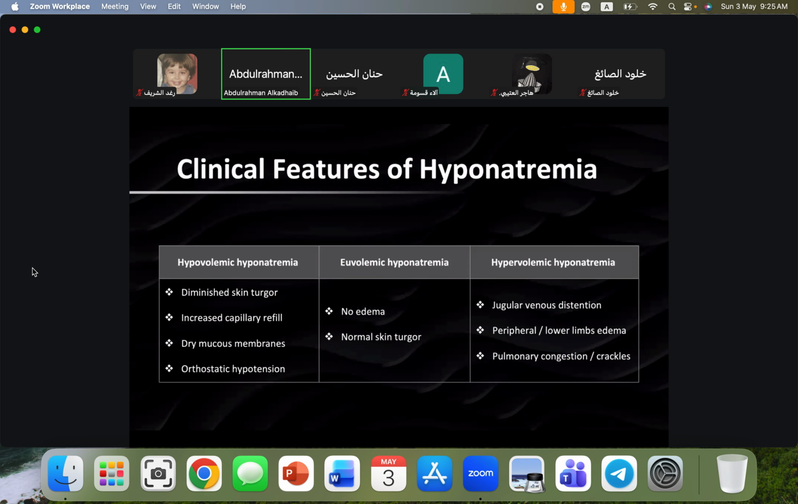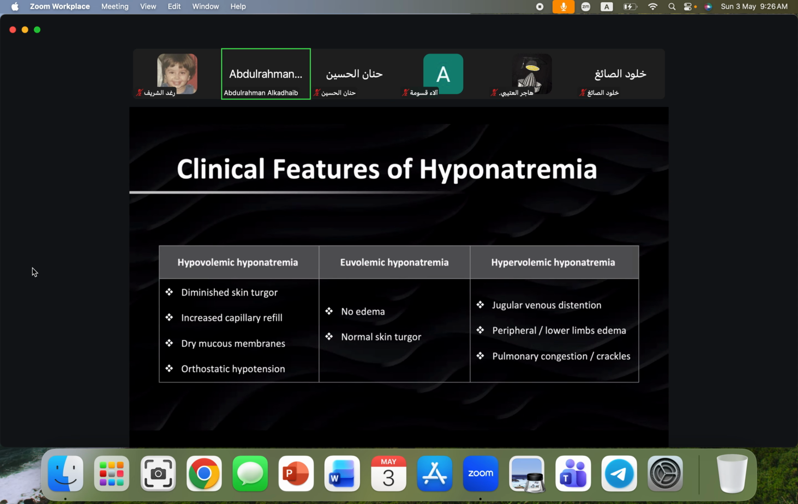So we'll just move on to the clinical features that may help us with identifying the main type of true hyponatremia. As the name states, in hypovolemic hyponatremia, we may expect some signs or symptoms of decreased body volume, such as increased capillary refill time, dry mucous membranes, and orthostatic hypotension, which is basically a drop in the blood pressure when the patient stands up or changes position.